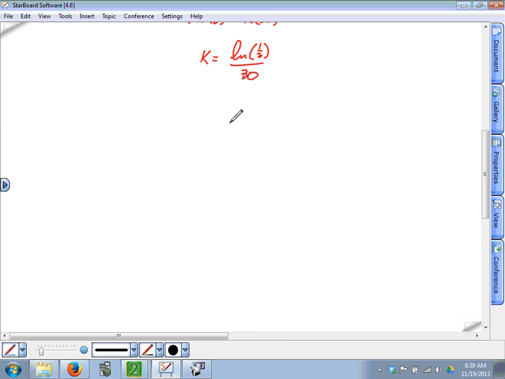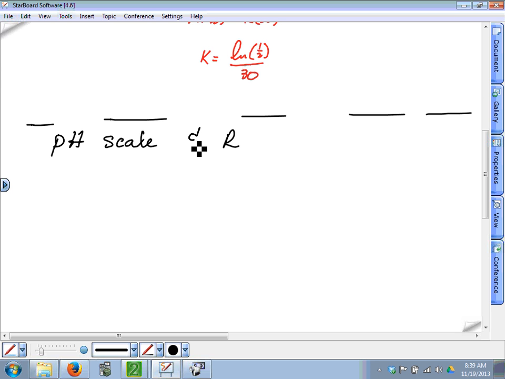Let's move on. Logarithmic stuff. We're going to do the pH scale, and then we're going to do Richter scale. Both are logarithmic scales. Richter? German. Someone's last name.